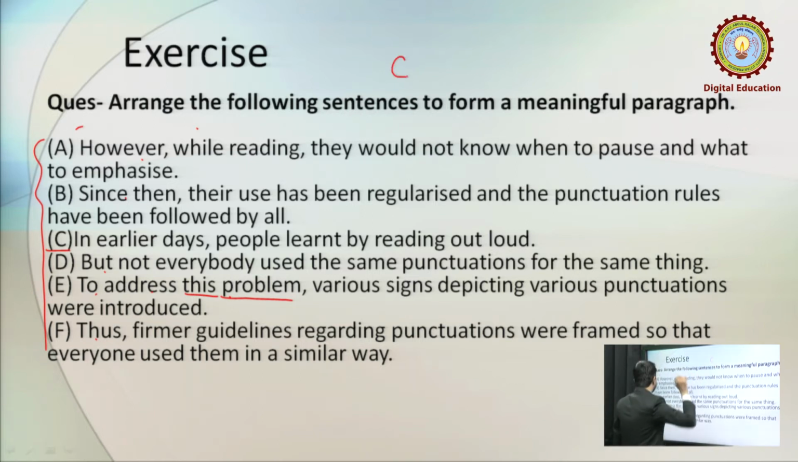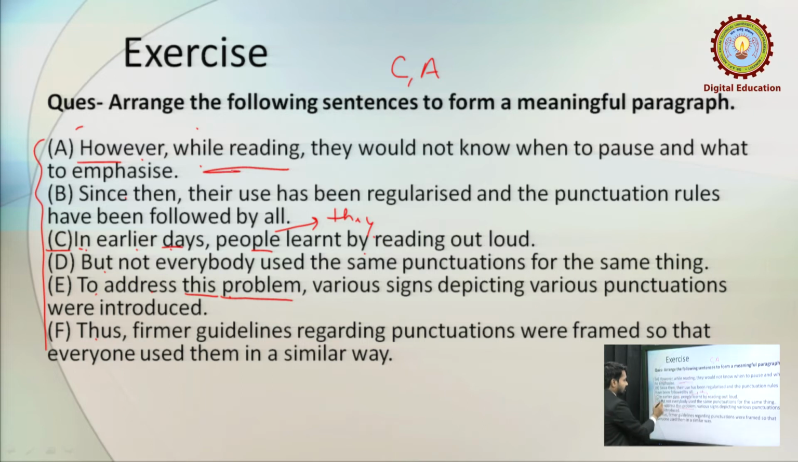We will write C and study the first sentence. What it is saying: in earlier days, people learnt by reading out loud. So what are we using? Time, people. What will be the pronoun for people? They. So we get a hint there. What is the hint? However, you can say the second sentence will be A. However, while reading, because here you can see that people learnt by reading. Reading is the same word we are using here. So it is progressing smoothly.